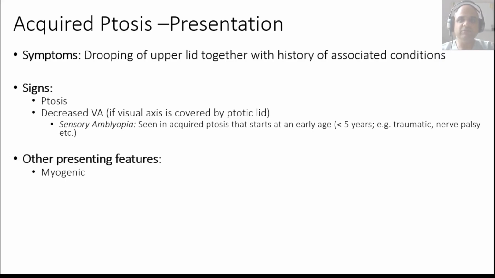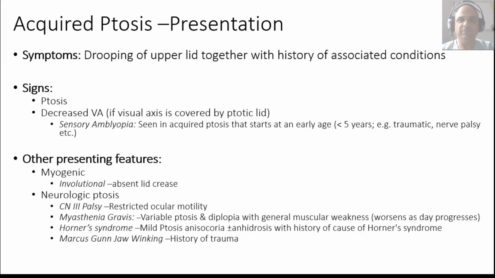Other presenting features would be dependent upon the underlying cause of the ptosis. For myogenic ptosis, involutional would be absence of lid crease. For third nerve palsy, you could have restricted ocular motility, as we saw. For myasthenia gravis, you can have variable ptosis that changes during the day. Diplopia, because if the levator is involved, any one of the other extraocular muscles can be involved. And general muscular weakness. And again, all of this would get worse as the day progresses because of the way this disease works. It's a motor neuron disease.